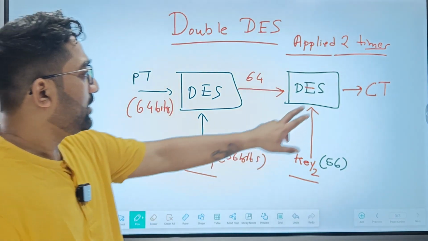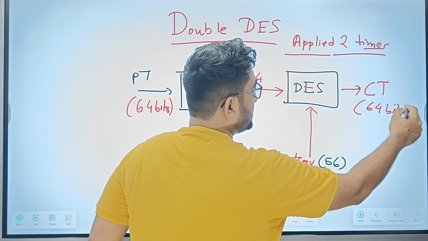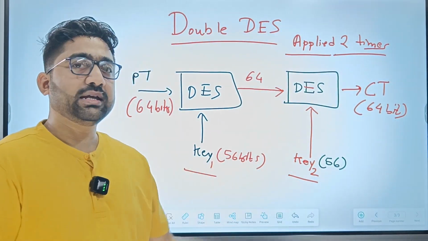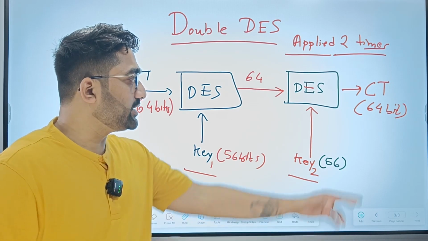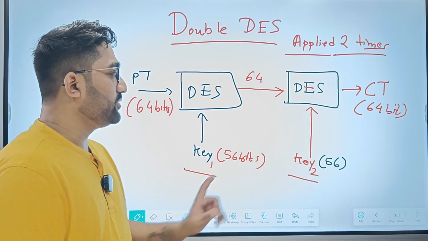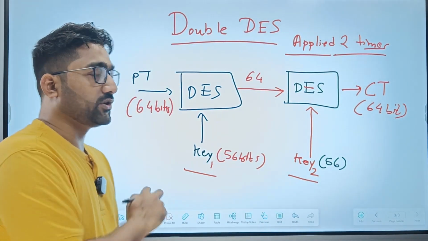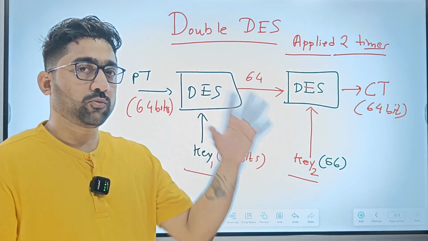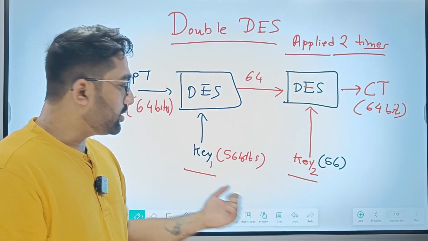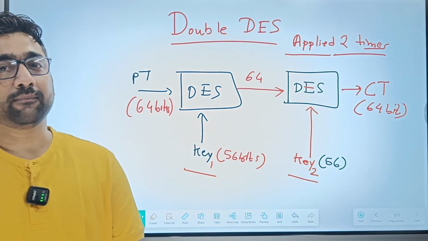Now assume that you are sending this message, which is of size 64 bits, to one of your friends. That friend also needs to apply DES in the reverse order. That is, the ciphertext will now be considered as the plain text, and on it first key 2 is applied, that is in the reverse order, and then the output goes through another DES block with the key K1 this time, and at the end you will get the same plain text PT1.